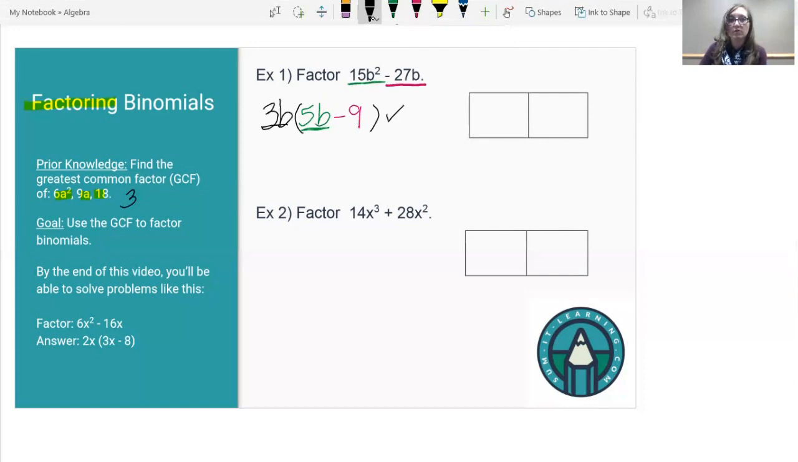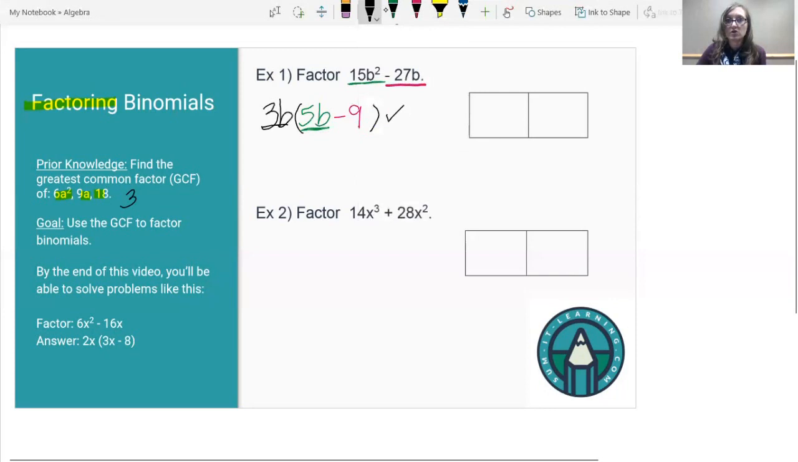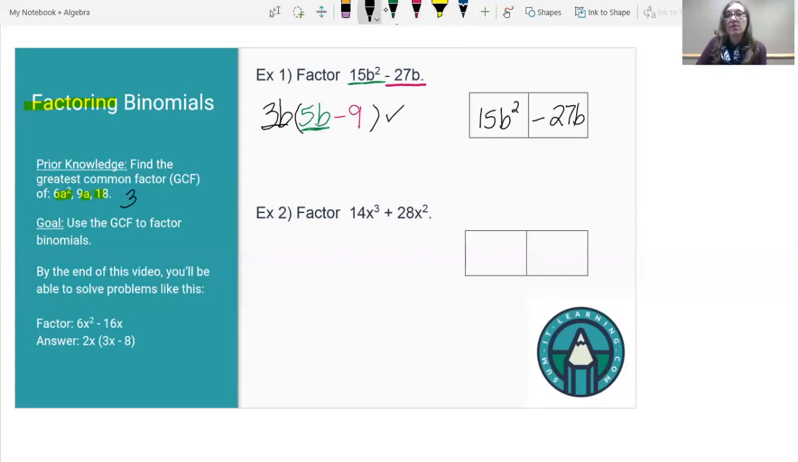Now, if you prefer the box method, or if you have a hard time figuring out what should go in the parentheses, you might find the box to be helpful. So what you would do if you're using the box method is you'd start by just copying the problem in the box. So you'd have 15b squared minus 27b. If you saw my video about using the box method to multiply, this is basically undoing multiplication, or factoring. So the rest of it looks very similar to that last part.